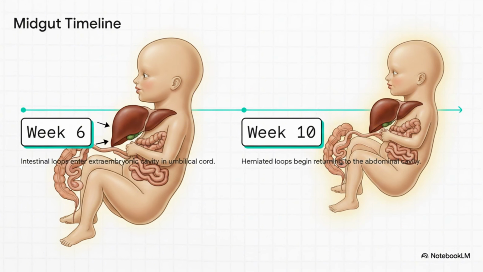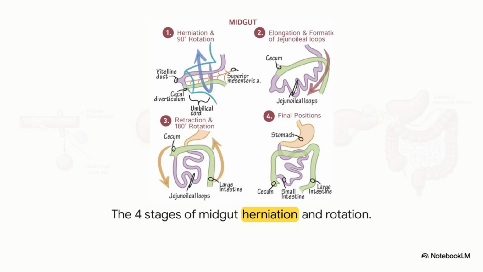Because of that rapid growth of the intestinal loop and the massive liver expansion we just talked about, the intestines literally run out of room inside the body. So during the 6th week of development, they are forced to physiologically herniate. They actually push out into the extraembryonic cavity right inside the umbilical cord. And they're going to hang out there, continuing to grow and develop until the 10th week when they finally start their journey back home.